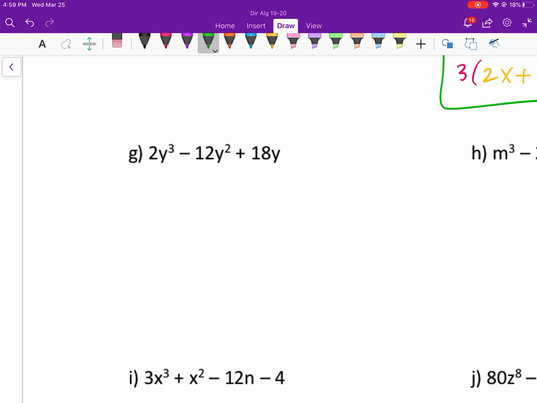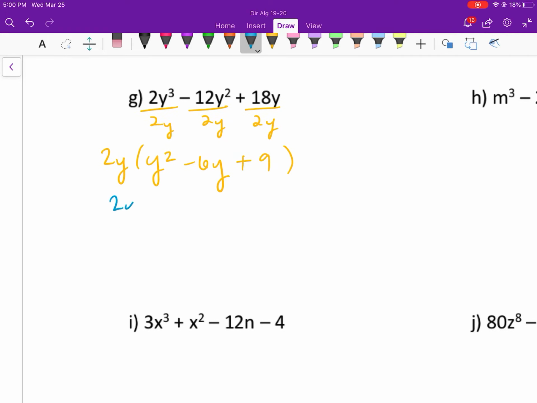In example G, I'm able to take a 2 and a y out of everything. So I set it aside, and I'm left with y squared minus 6y plus 9. Then from here, I say, okay, I took out a GCF. Next, I check for dots. Well, I've got 3 terms, so it can't be dots. So I factor like normal. So I have 2y, and I set up my parentheses. I'm looking for numbers that multiply to 9 and add to 6. Well, that has to be 3 and 3.